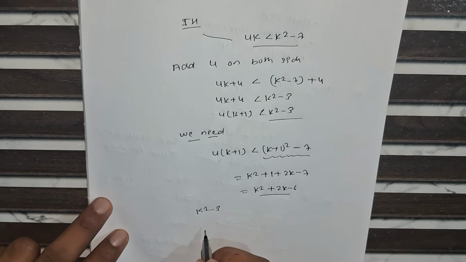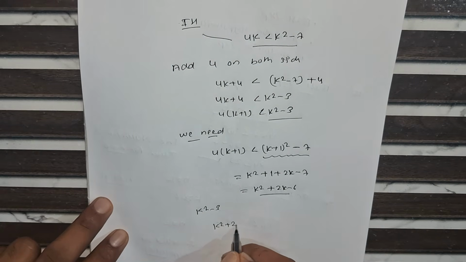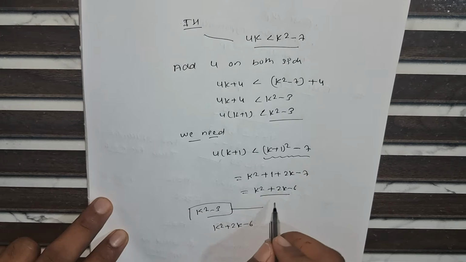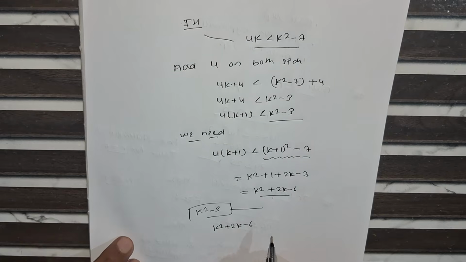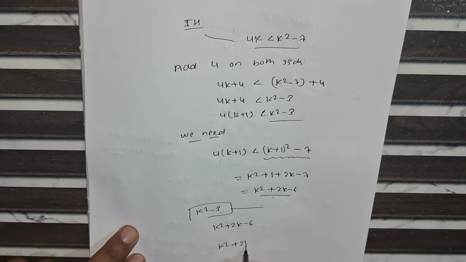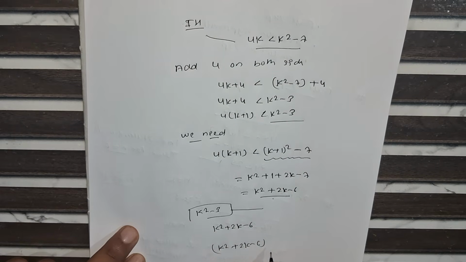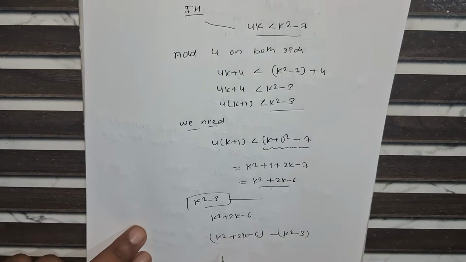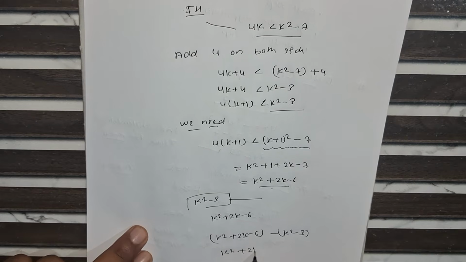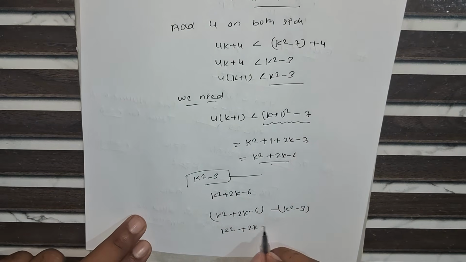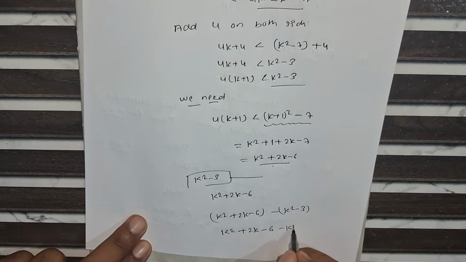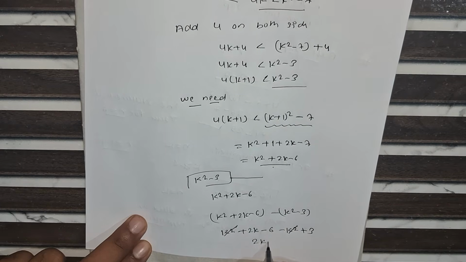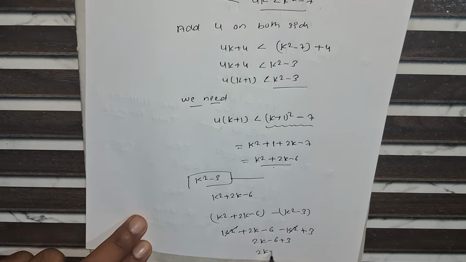And our second expression is k square plus 2k minus 6. This comes from the induction hypothesis and this comes from the induction step. So now for k square plus 2k minus 6, we have to subtract k square minus 3 from this expression. When you solve, this is k square plus 2k minus 6, this is minus k square plus 3. So this will cancel out, and it becomes 2k minus 6 plus 3, so it becomes 2k minus 3.